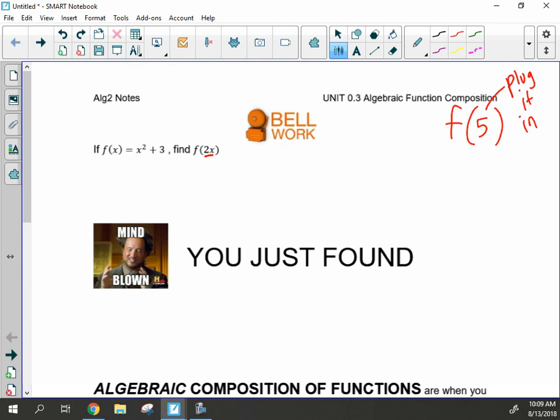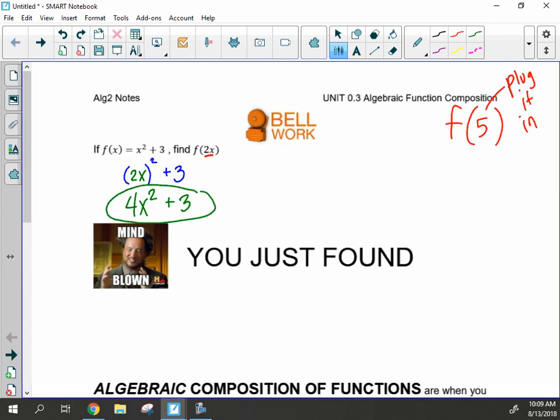So when you substitute, I tried to emphasize this last week, when you take out an x, you have to put parentheses. So this should say parentheses squared plus 3. Then we put the 2x on the inside. Once we get all the stuff in there, then we simplify using PEMDAS. Don't forget that this 2 means there's 2 of these. So it's 2x times 2x. So this is 4x squared, and then plus 3.